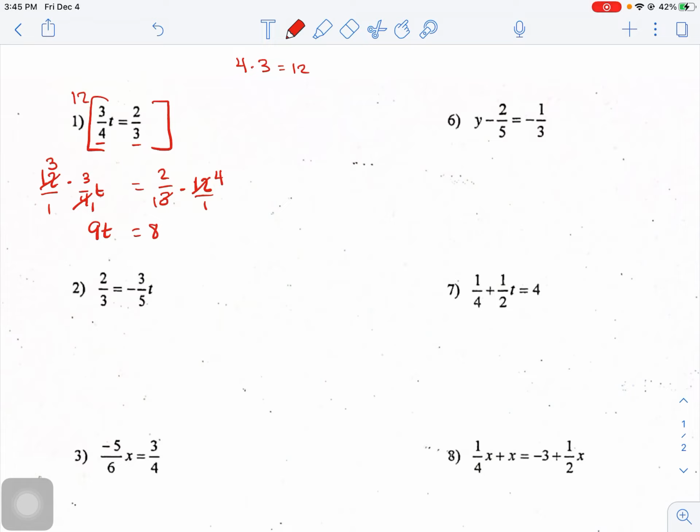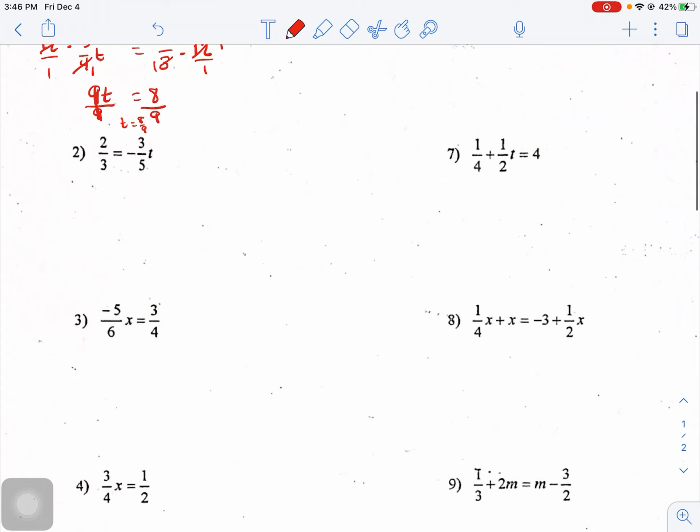Then, to get t alone, we have to clear the coefficient. So 9t equals 8. So 9 times something equals 8. We'll divide by 9. 9 divided by 9 is just 1. So we're left with just t equals 8/9. And that's our answer. All right, so let's go to number 2.